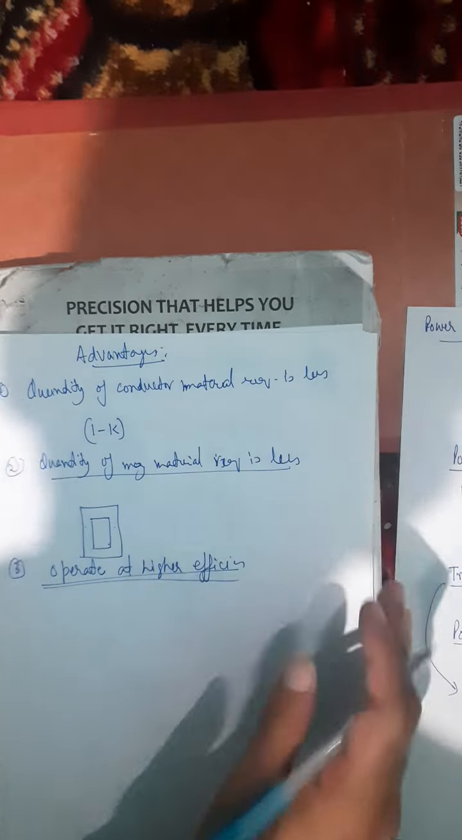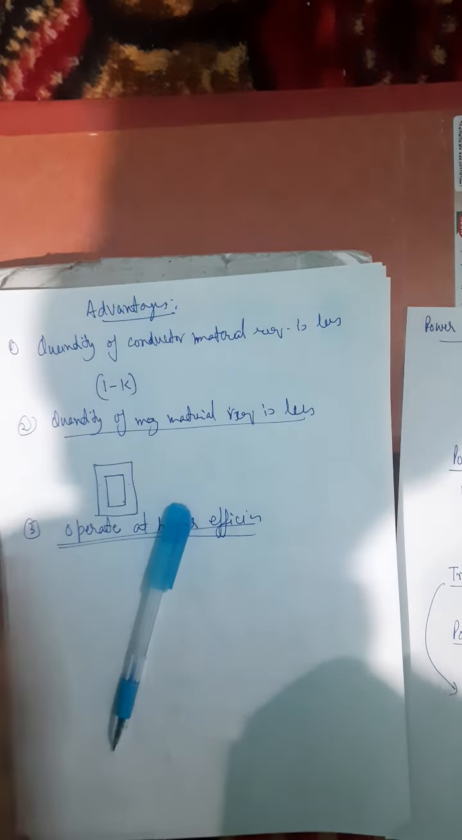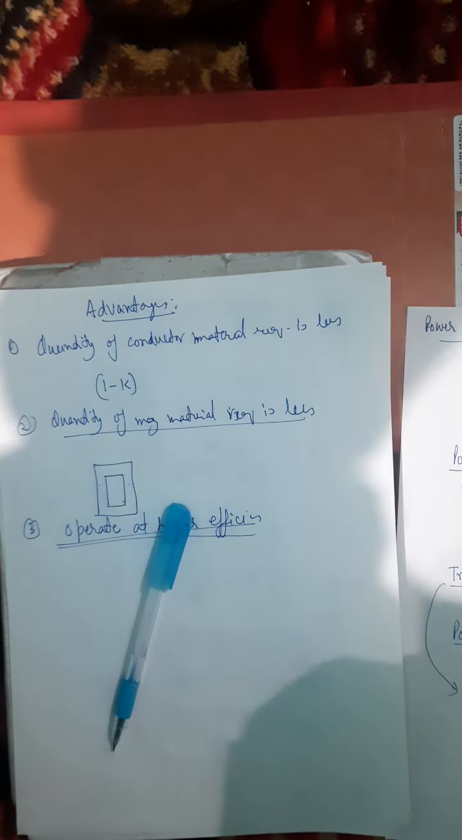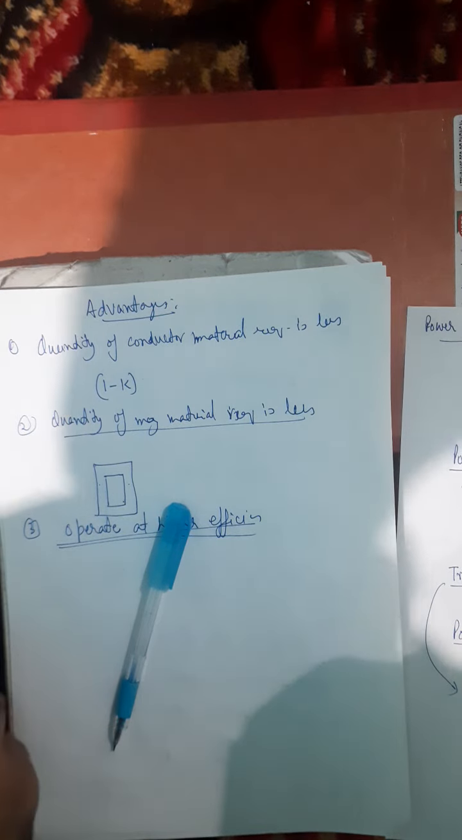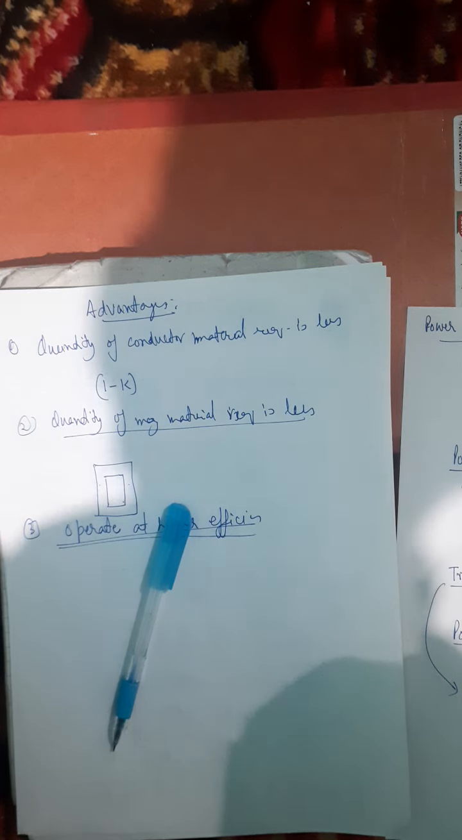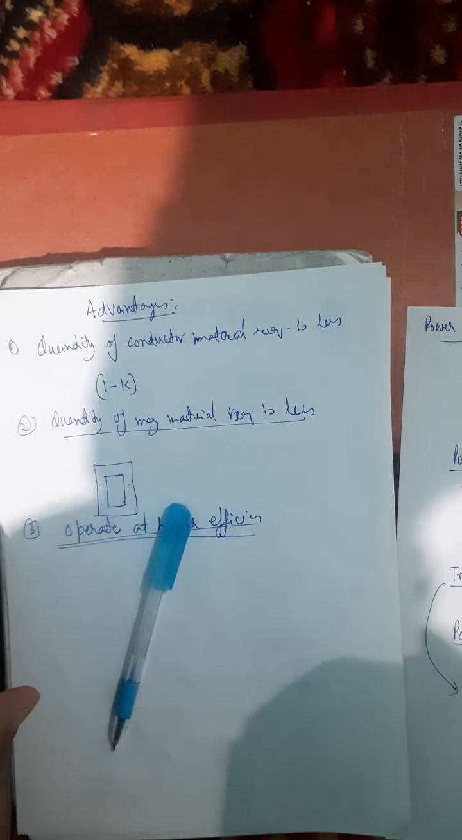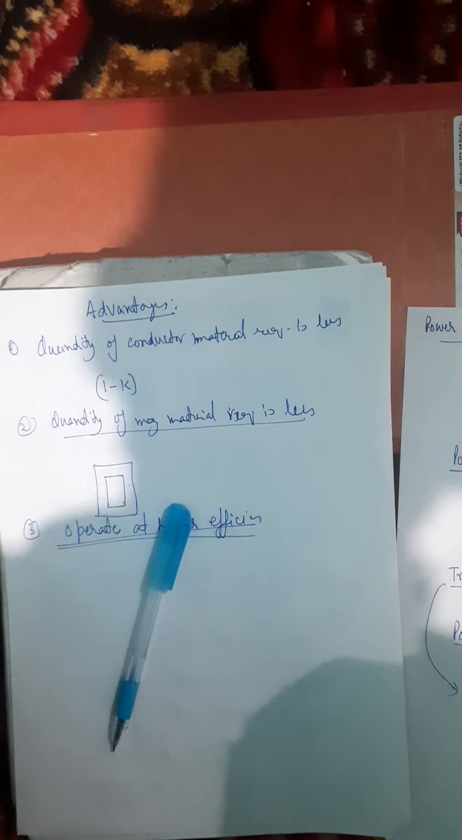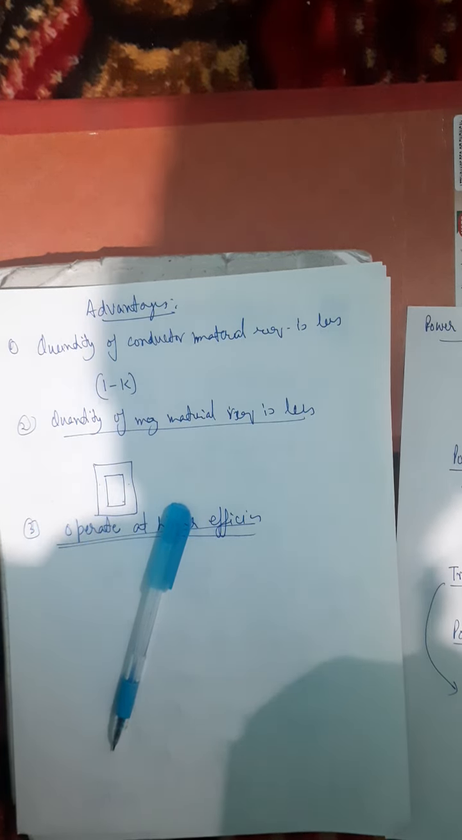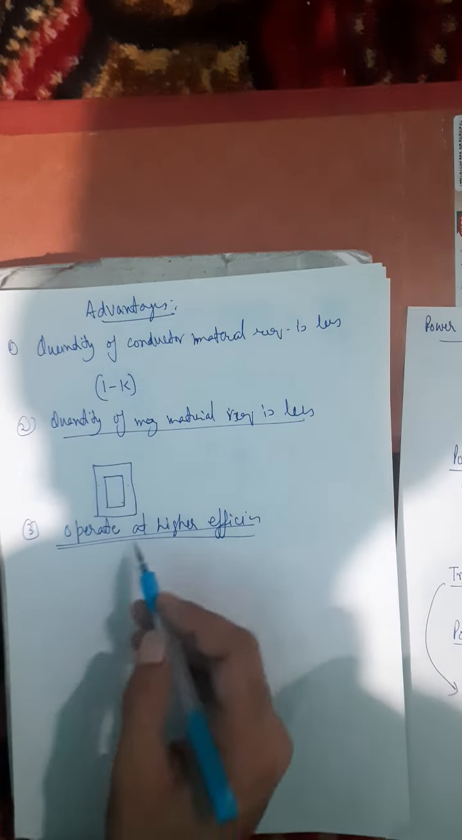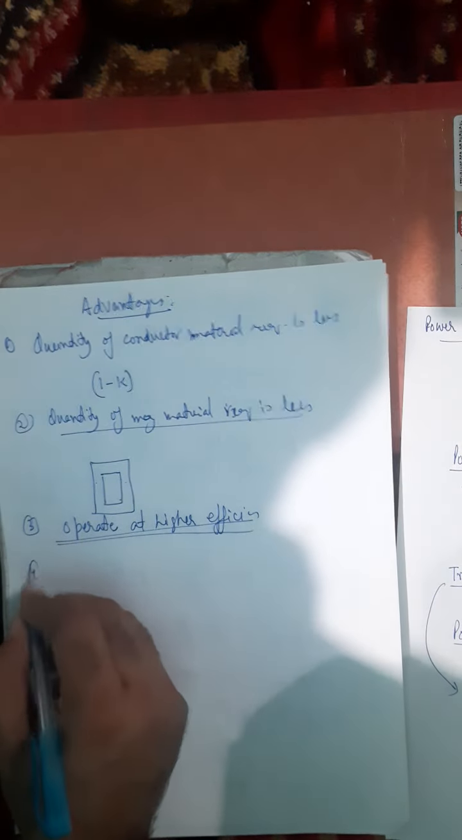It operates at higher efficiency. How? Since the quantity of the conductor material reduces, the core dimension will also reduce, and the core material required will also reduce. Reduction in the conductor material means reduction in the copper loss, and reduction in the core material means reduction in the core loss or iron loss. So if the losses reduce, then the efficiency will increase. That is why we are saying that it operates at higher efficiency.